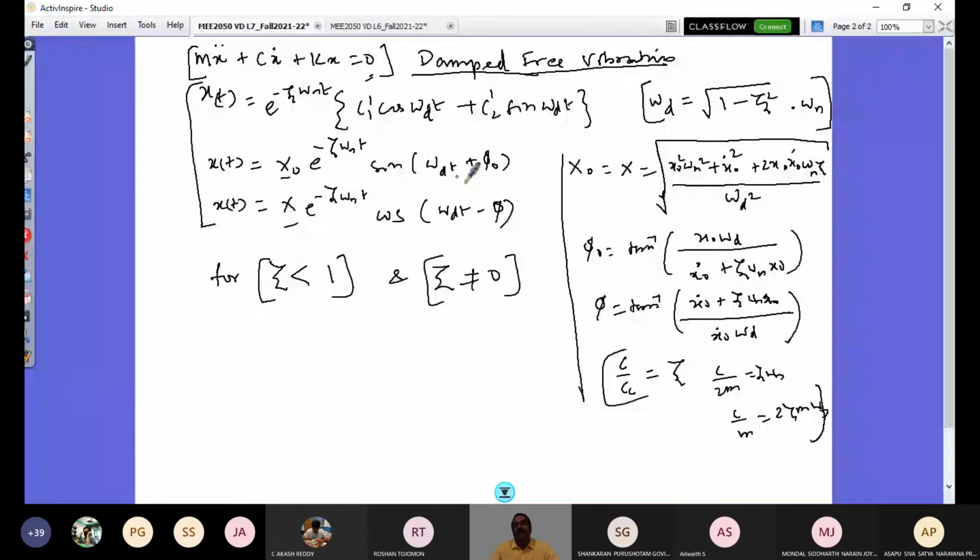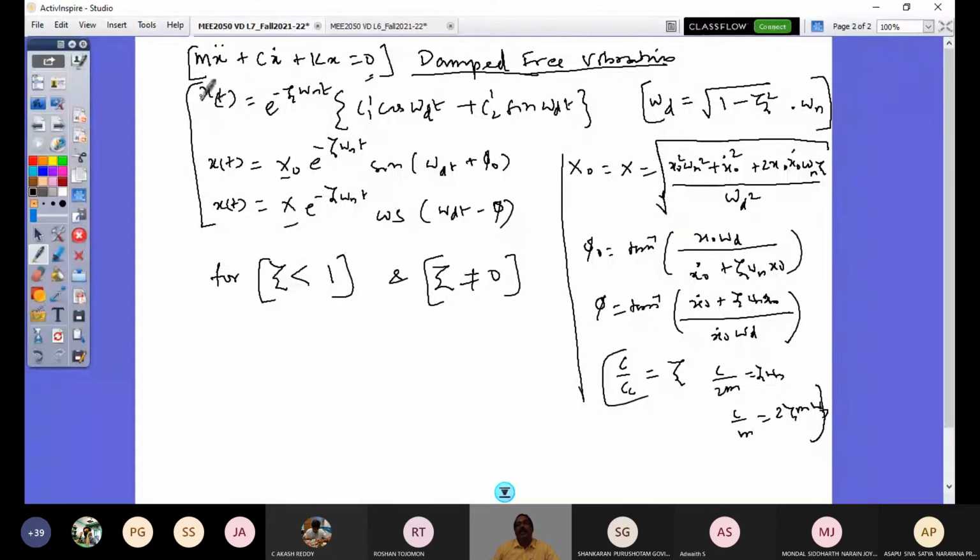Similar to the approach that we followed in the undamped free vibration, we state the initial conditions. At t equal to 0, what is my x naught, and at t equal to 0, what is my x naught dot. So if I differentiate this with respect to time and have those two equations, I do a similar procedure and I can get all of these. So these are your end results.